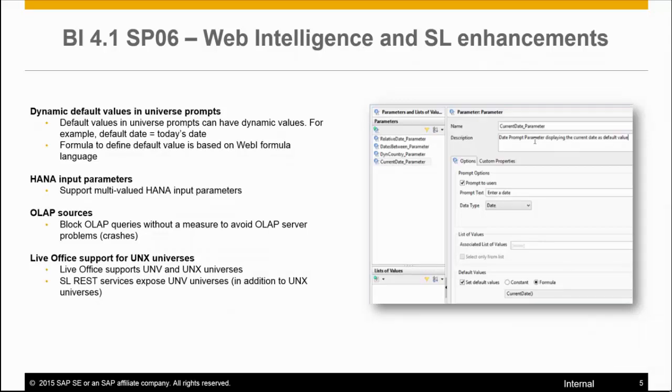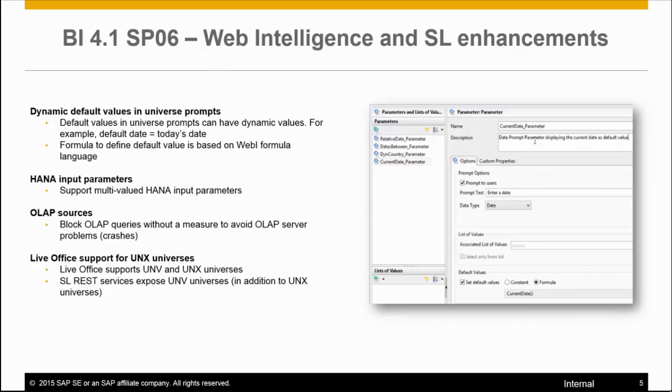So one of the enhancements that we added in the Universe Designer itself is the ability to define dynamic default values for your universe prompts. So when you build your parameters in the Universe Designer, you can actually write expressions to define what the default value for a particular prompt would look like. And you'll be able to leverage that in Web Intelligence. If you look at the screenshot here, you can see that a very simple expression is just using the current date function to have that be the default value for a particular prompt.